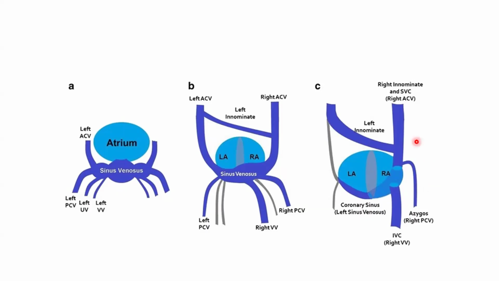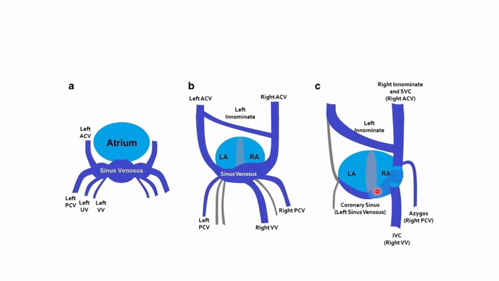Okay, so the final structures: SVC, IVC, and azygos vein connected to the left innominate. The sinus venosus itself does not regress, but ends up forming the coronary sinus at the posterior aspect of the heart. And we know that the coronary sinus drains the venous drainage of the heart posterior to the left atrium, and drains veins that empty into the right atrium.